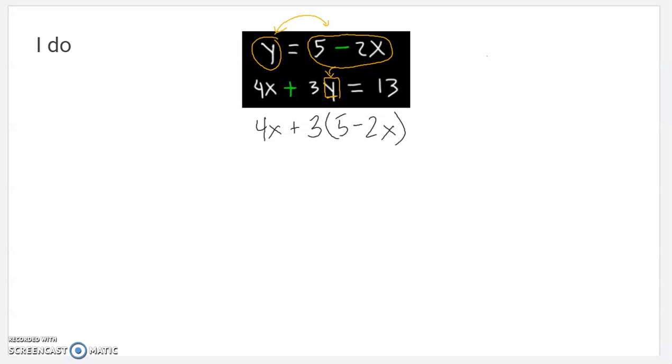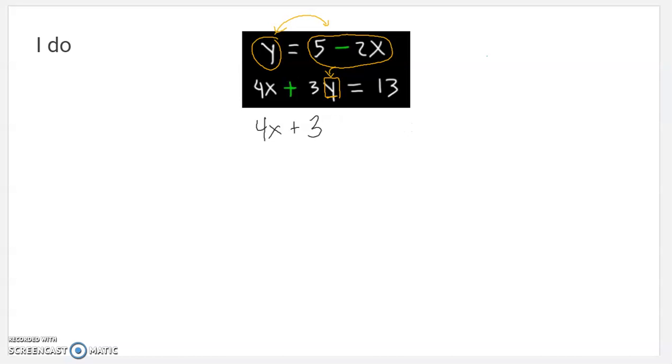Notice I put parentheses around it, because now when I solve this, well, let me finish, equals 13. I'm going to have to multiply 3 by this and 3 by this. If I didn't put parentheses, and I just substituted this like this, it makes it look like 3 gets multiplied by that, but not by that. 3 needs to get multiplied by everything y is equal to, the whole deal.